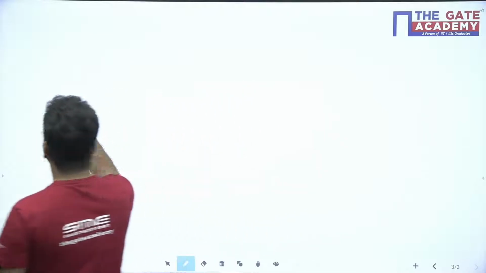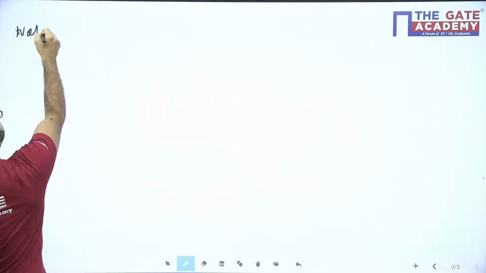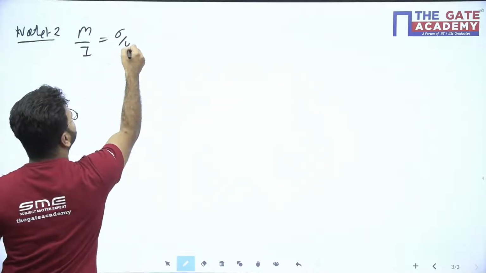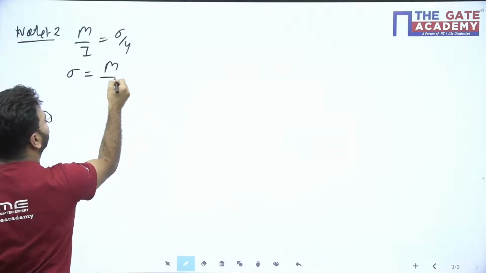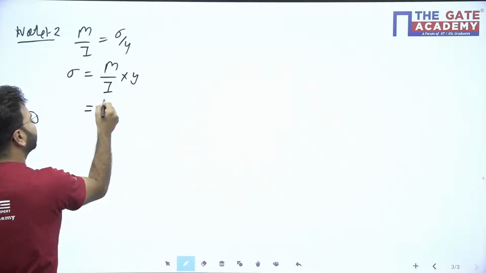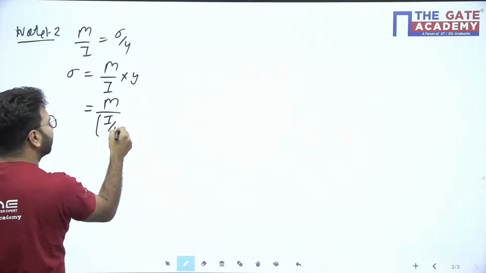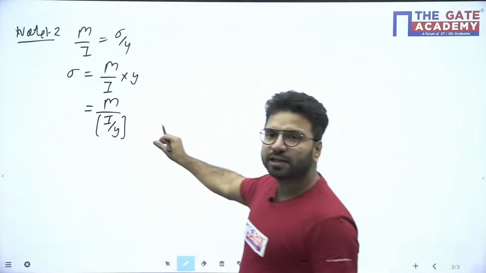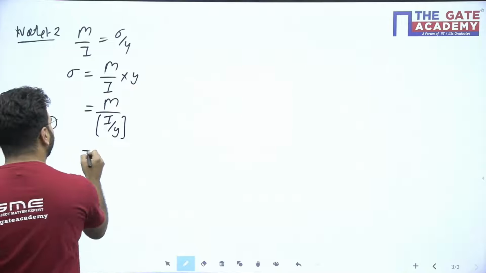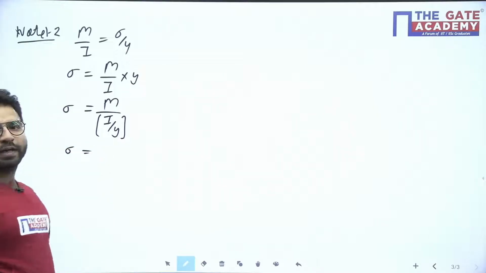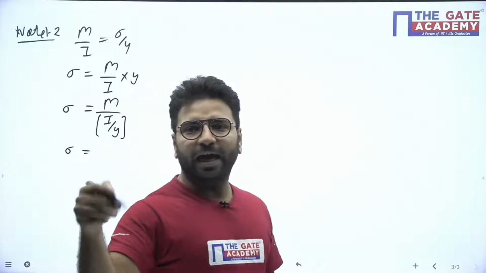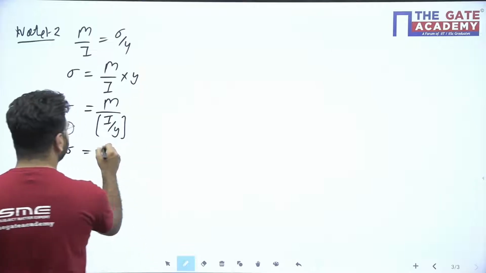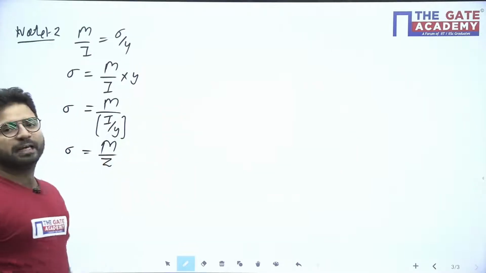Second concept, note 2. We know M upon I is equal to sigma upon y. Again I am writing sigma is equal to M upon I into y. So can I say here M upon I upon y? Yes or no? So what is I upon y here? I upon y is called as our Z.